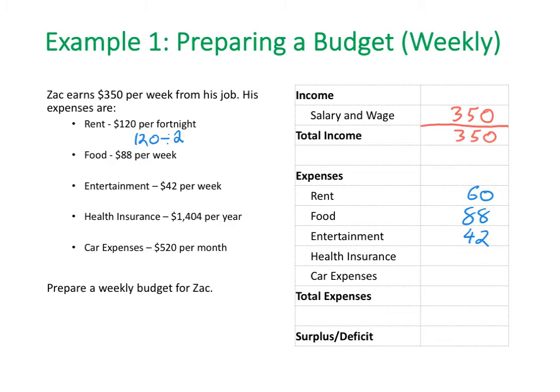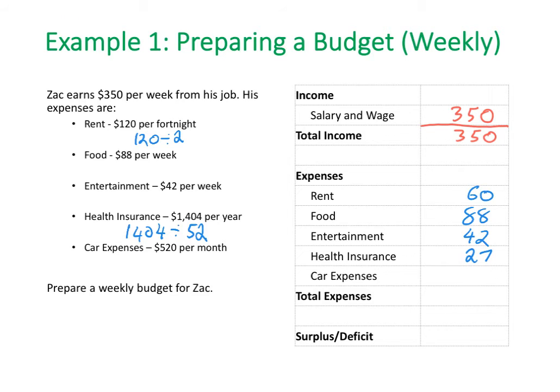The next expense is health insurance, and we are told that it's going to be $1,404 per year. Now we want a per week allocation to put into the budget, so we can divide 1,404 by 52 weeks in the year. So 1,404 divided by 52 weeks in the year, and that's going to get me an amount of $27 per week, which I can include in my budget.